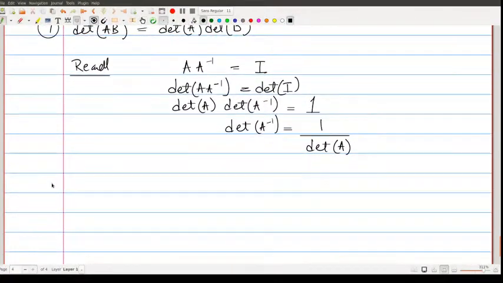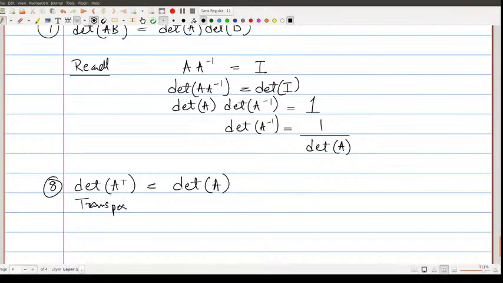Property number 8. We've done inverse, we've done this, and okay. I think this is the last property that we'll do, and we'll end the lecture here. So this property tells us that the determinant of the transpose is equal to the determinant of A. So changing the rows and the columns doesn't do anything. If you have a square matrix, transposing A does not change the determinant.